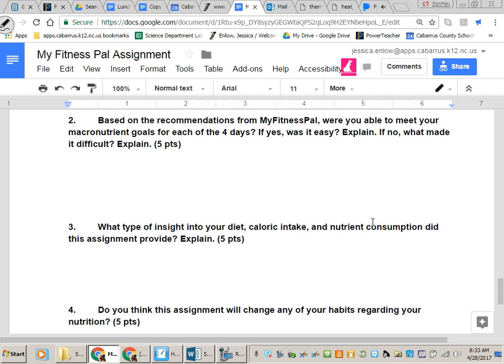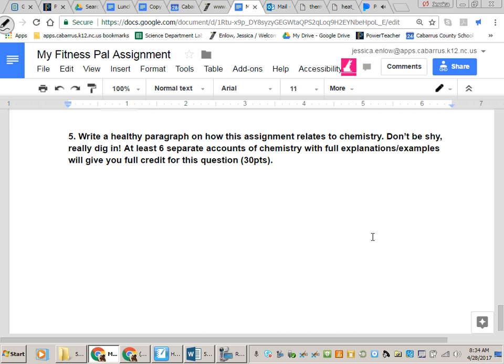And then describe 6 separate accounts of chemistry. That will give you full credit: basically write a healthy paragraph on how this assignment relates to chemistry. Don't be shy. Give me 6 healthy things, and that'll give you 30 points for that individual question. That's the most important question, let's be honest, okay?